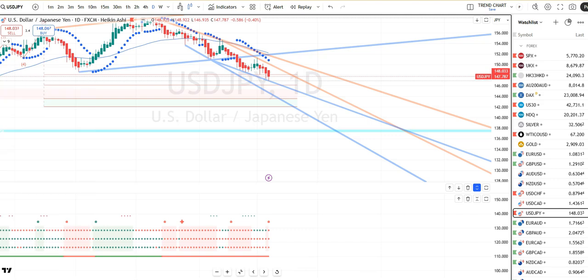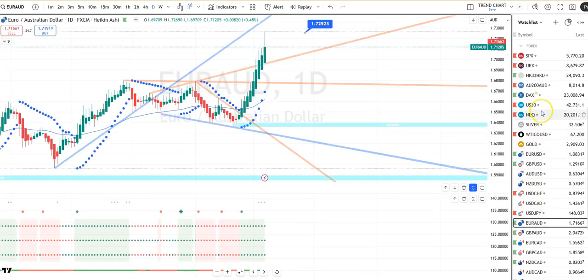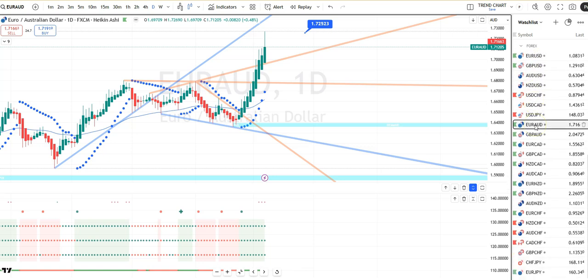So where's this going? This is going to 137.97. Lots of opportunities here. I don't know if you spotted my watch list on the right. Lots of greens and lots of reds.